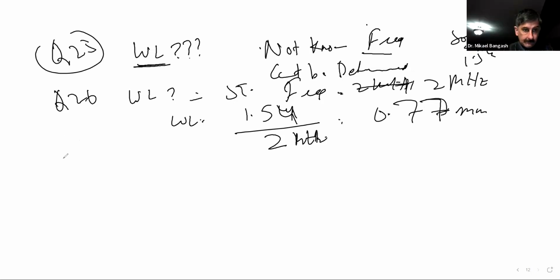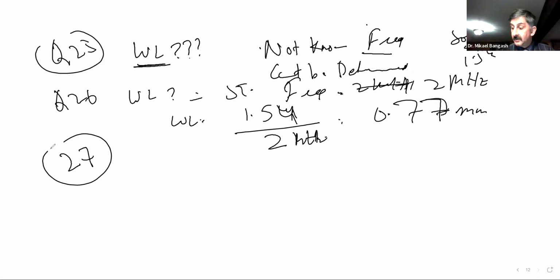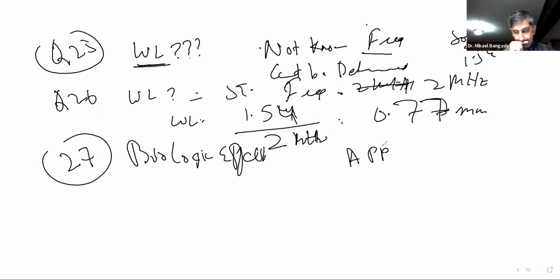Question 27. The effect of a sound wave on the tissues in the body is called biologic effect. Whereas, guys, had it been worded the other way around, the effect of the tissues upon the sound wave, that would have been an acoustic propagation property.